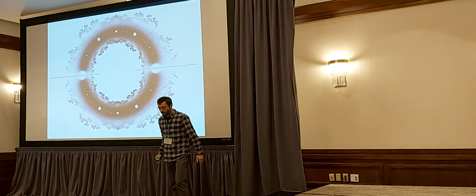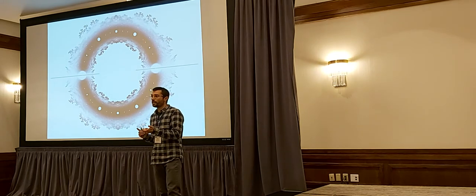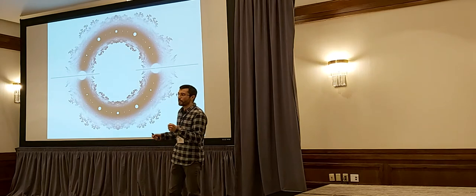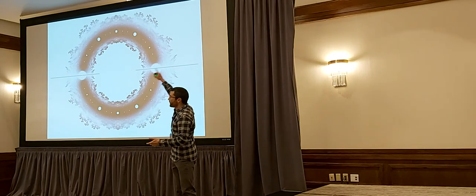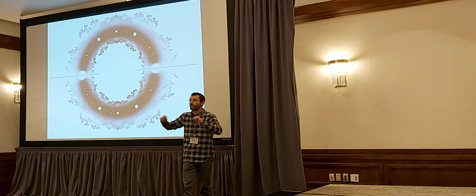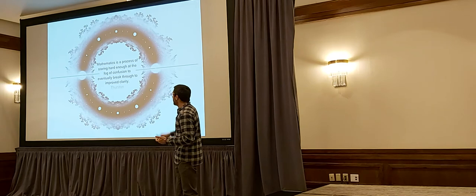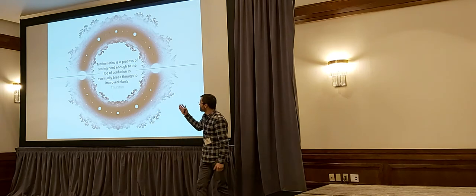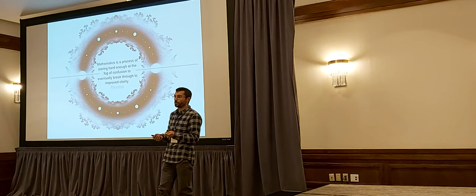I would like to start with this diagram of the roots of polynomials with coefficients 1 and minus 1 up to degree 23, which I made in Mathematica. What you get is a picture like that, which is bounded in the disk of radius 2. And I find it a metaphor for this quote from William Thurston: "Mathematics is a process of staring hard enough at the fog of confusion to eventually break through to improve clarity."